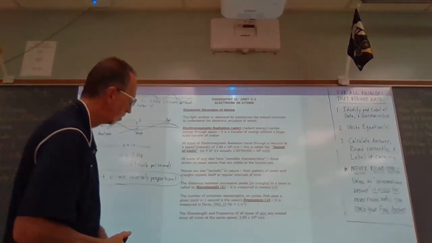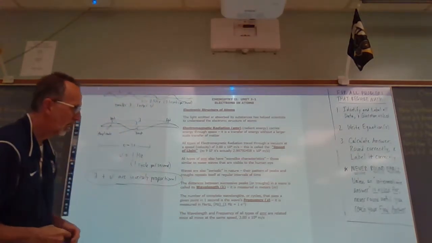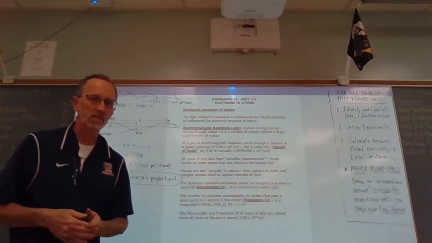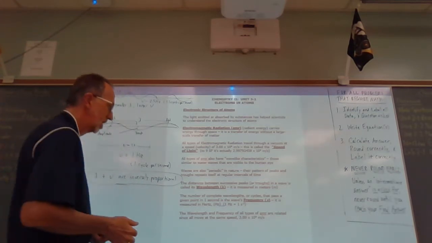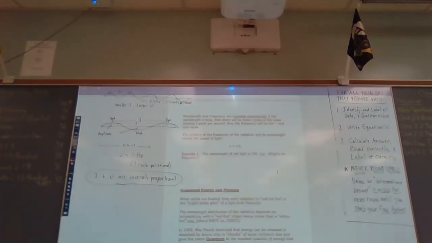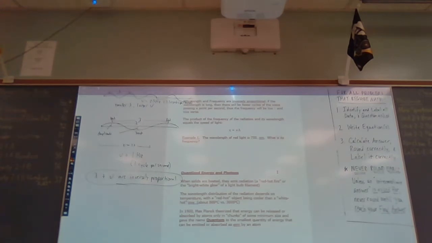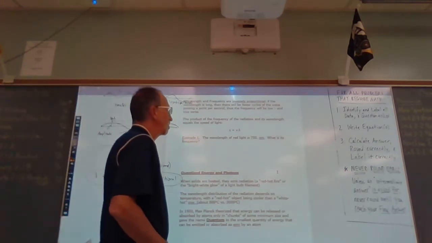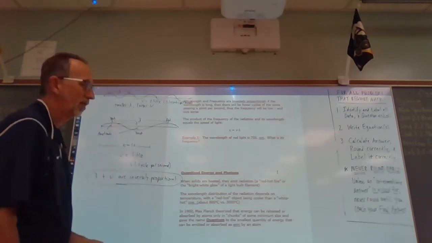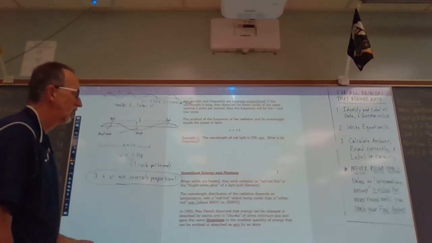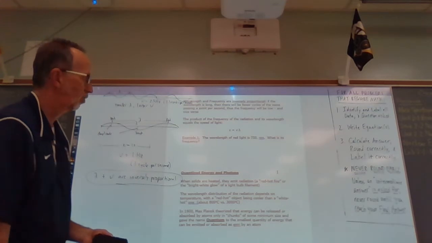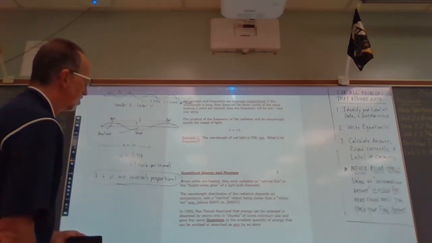Now, the wavelength and frequency of all types of EMR are related since all move at the same speed. The speed of light, 3.00 times 10 to the 8 meters per second. Wavelength and frequency, as we just said, are inversely proportional. If the wavelength is long, like it was here, then there'll be fewer cycles of the wave passing a point in a given time, in this case per second. And thus the frequency will be lower, and vice versa.